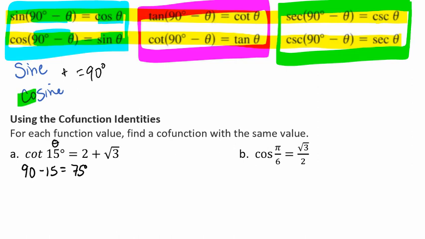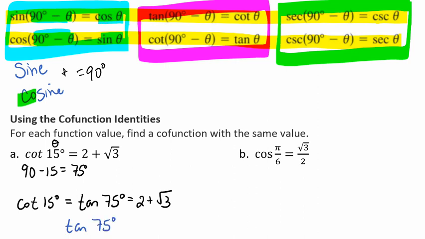Remember that cotangent and tangent are cofunctions. They're complements of each other. So we can then say that the cotangent of 15 degrees is the same thing as the tangent of 75 degrees, which would give us 2 plus the square root of 3. So our answer in this case, what is the cofunction, would be that our cofunction is the tangent of 75 degrees.